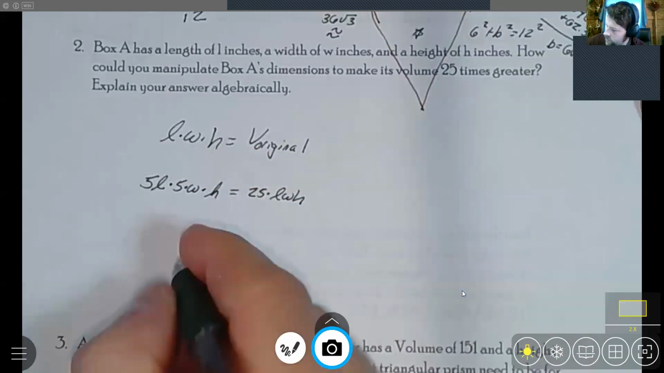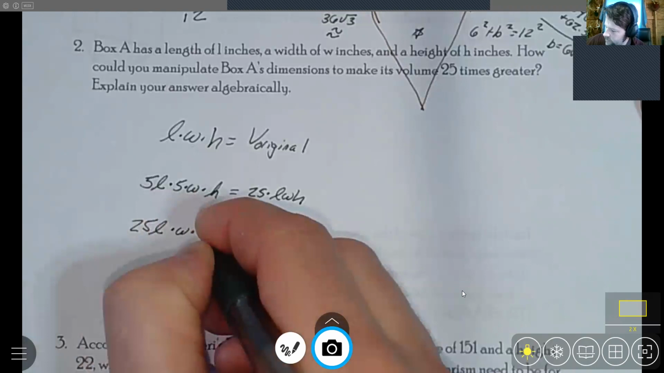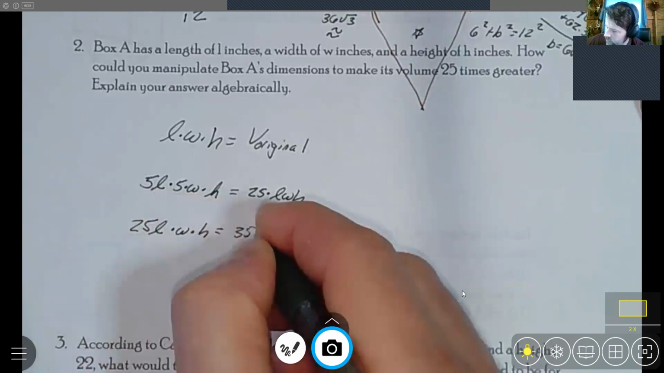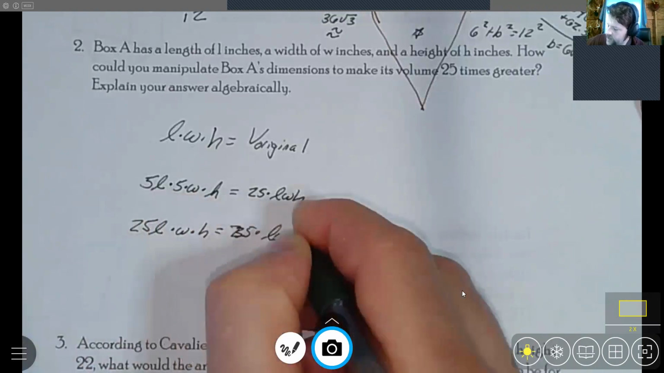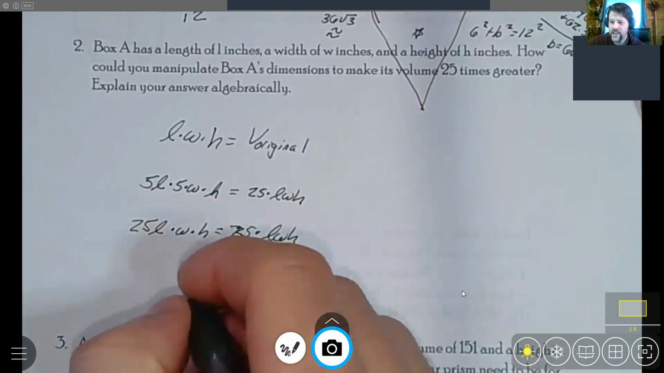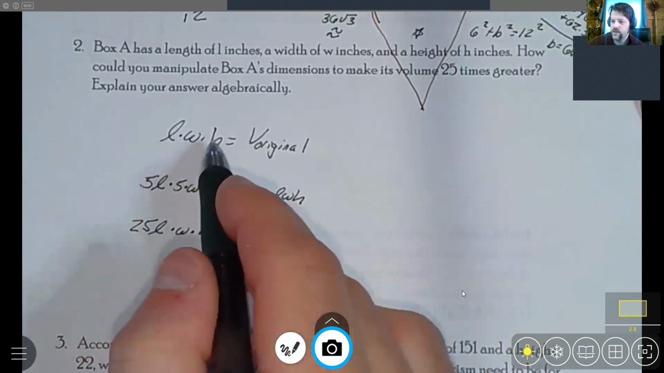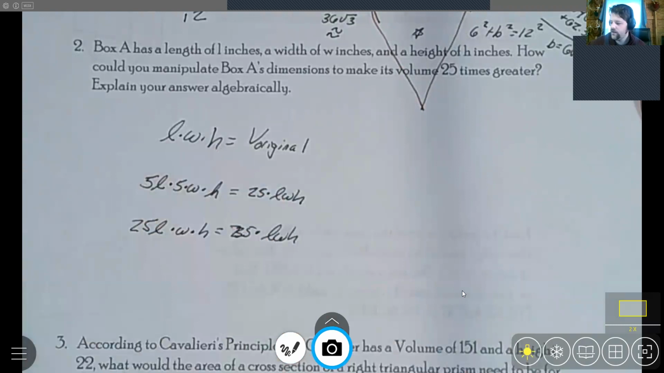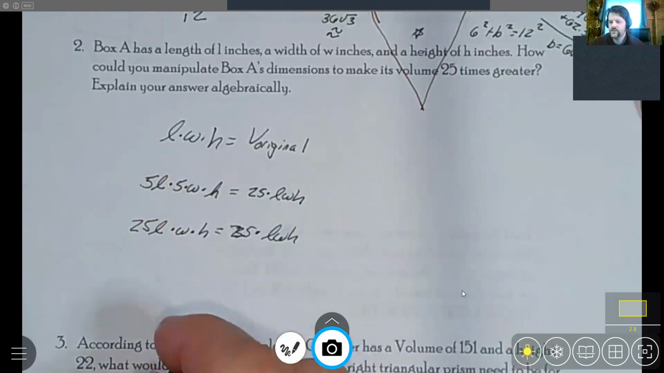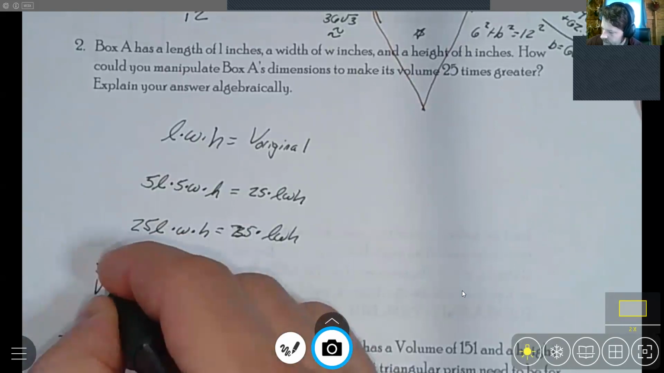Or you could just multiply one dimension by 25. Some of you tried to take 25 divided by 3, and you got 8 1/3. And you try to do 8 1/3 L, 8 1/3 W, 8 1/3 H. But you can't do that because 8 1/3 times 8 1/3 times 8 1/3 is not 25. So you'd have to take the cube root of 25 to do it that way.